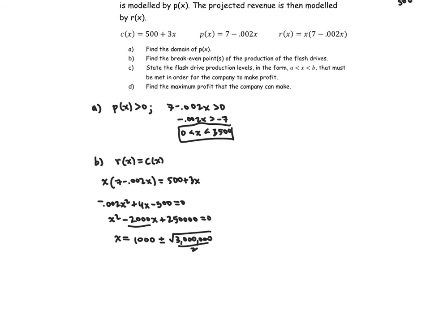Now, the square root of 3 million is equal to the square root of 1 million times the square root of 3. The square root of 1 million is 1,000, and when I divide that by 2, I get 500. So x is equal to 1,000 units plus or minus 500 root 3 units. My break-even points are both at 1,000 plus 500 root 3 and 1,000 minus 500 root 3 USBs.